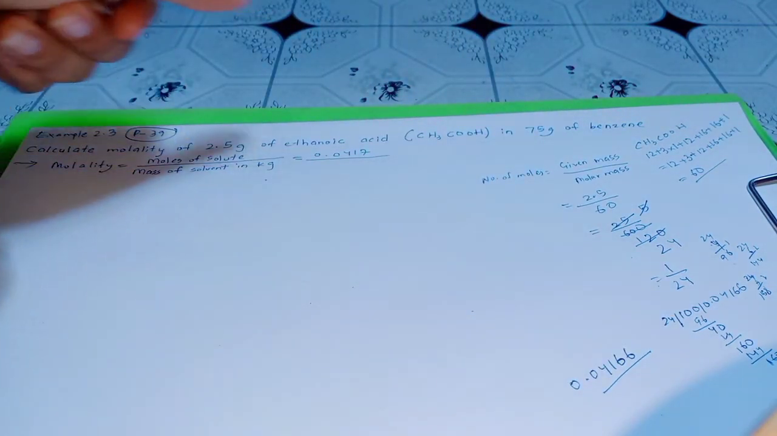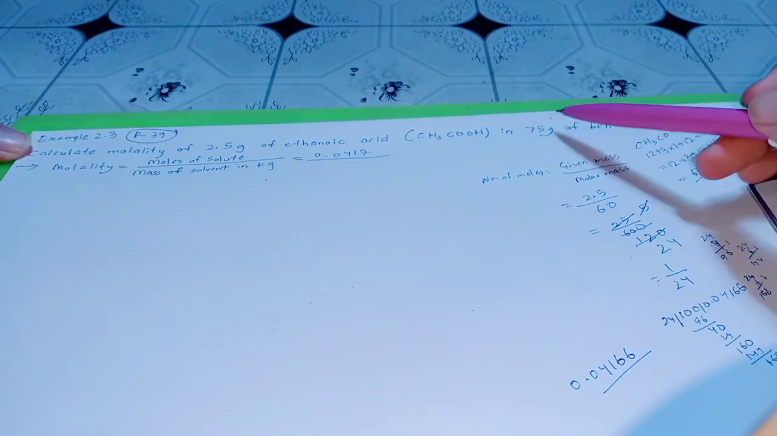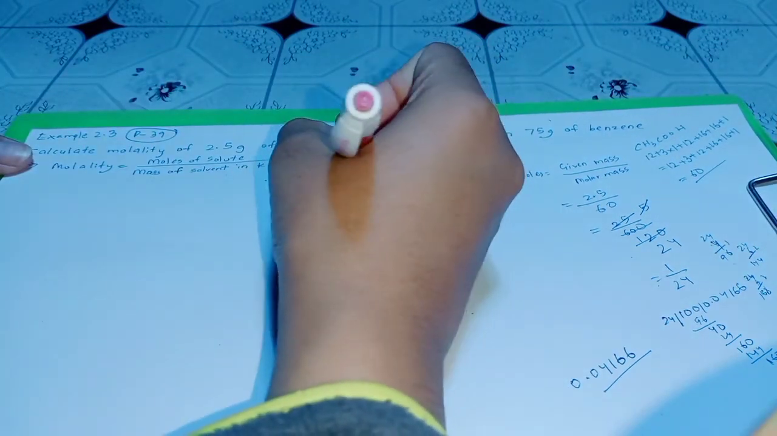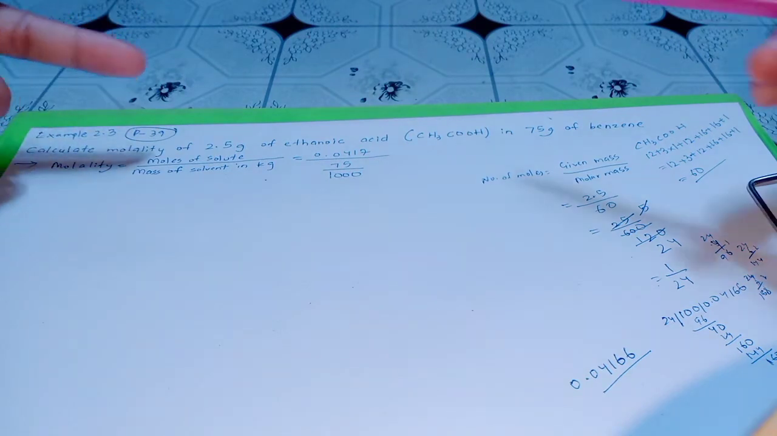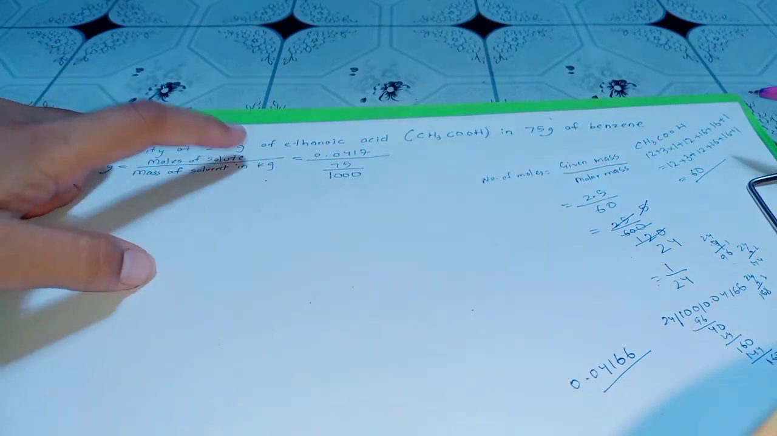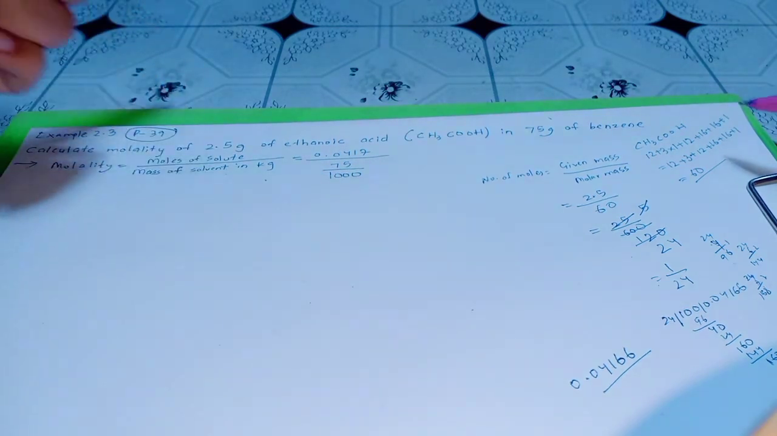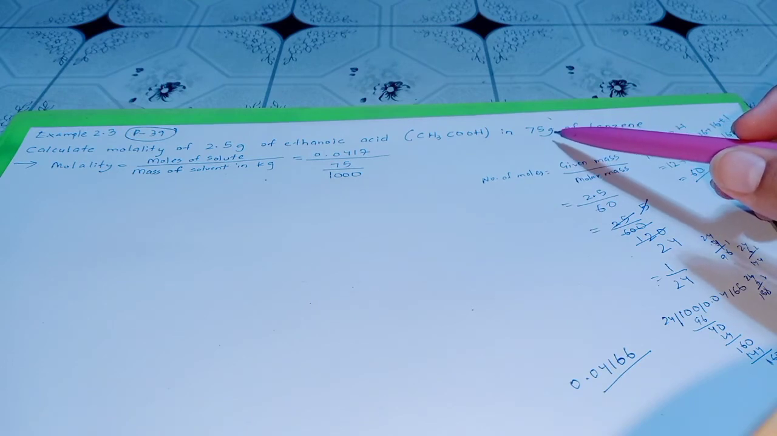And what is the mass of the solvent? In kg, right? But we have the mass of the solvent in gram, so we need to convert it into kg. So how to convert it? 75 by 1000. So do you know why ethanoic acid is the solute and benzene is the solvent? One simple way to know is to see the gram. 2.5 is in lesser quantity, so this one has to be the solute, and this one is in larger quantity, so this one has to be the solvent, right?